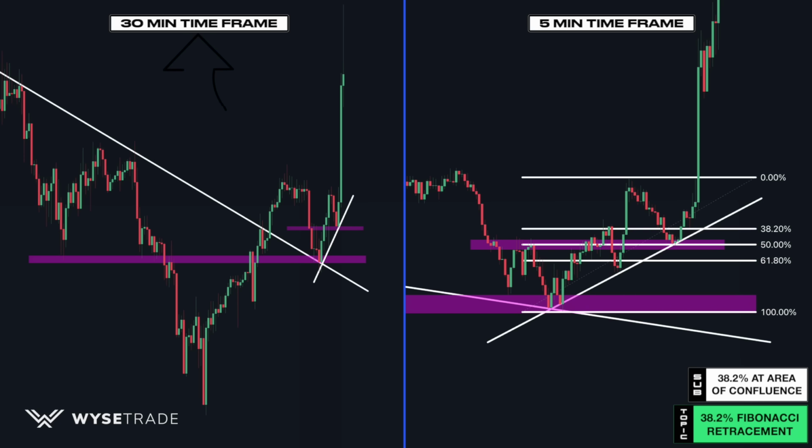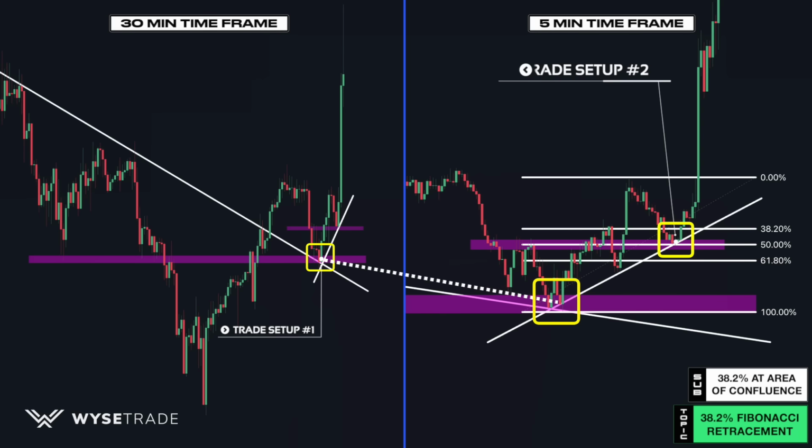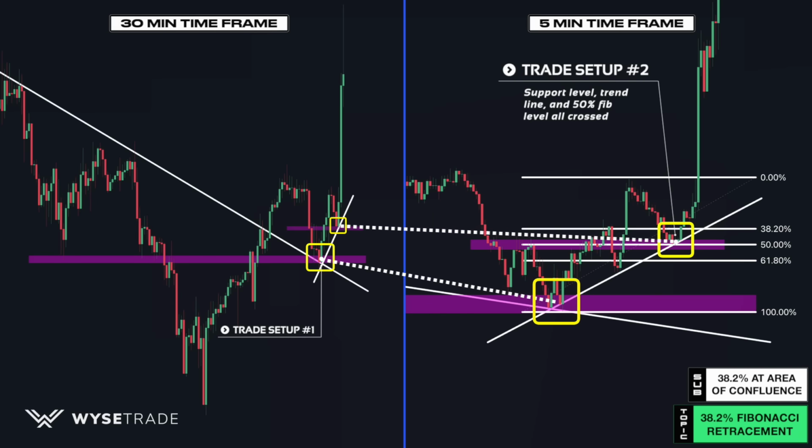On the left is the 30-minute time frame we just looked at, and on the right is the 5-minute time frame. This here, where the trade setup we just identified, is this same area here on the lower 5-minute time frame. Now, your second entry point was right here, where the support level, trend line, and 50% fib level all crossed, which presented another long trade setup.